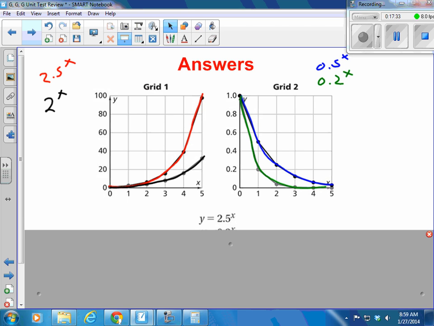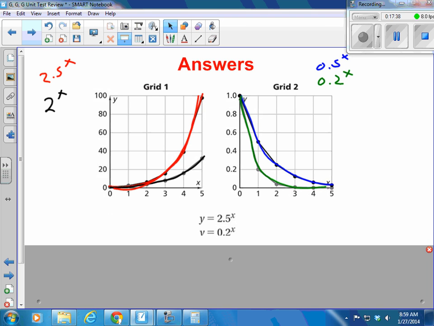This one shouldn't be too bad. My fastest rate of growth is 2.5, or what's in the red, it's growing fastest, and my fastest decay in the green is 0.2, getting smaller the fastest. Both are exponential graphs.